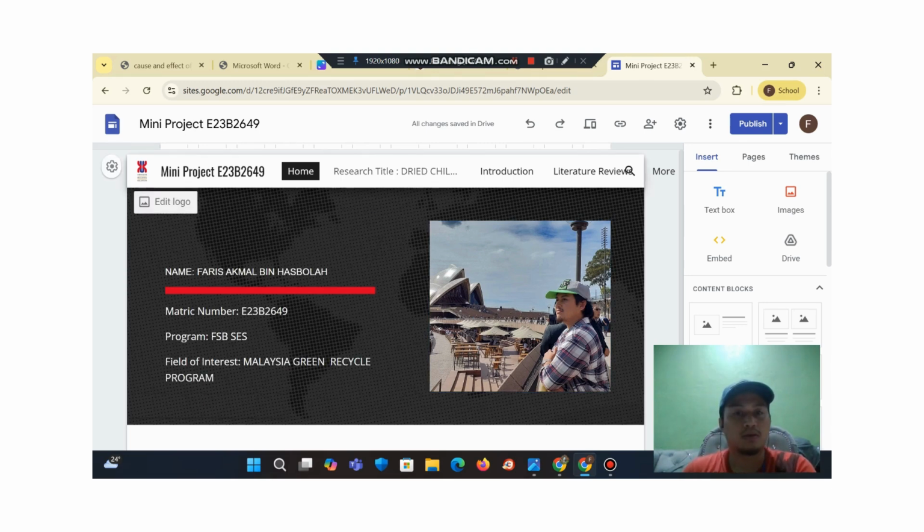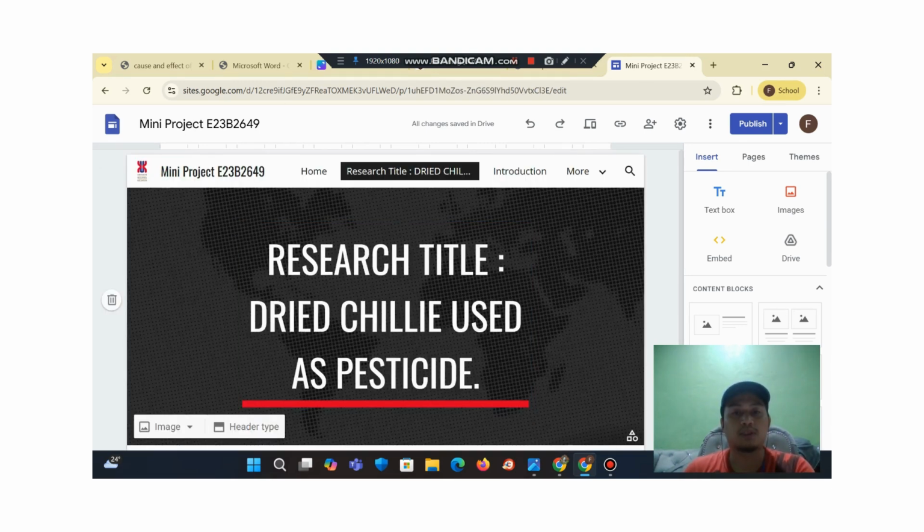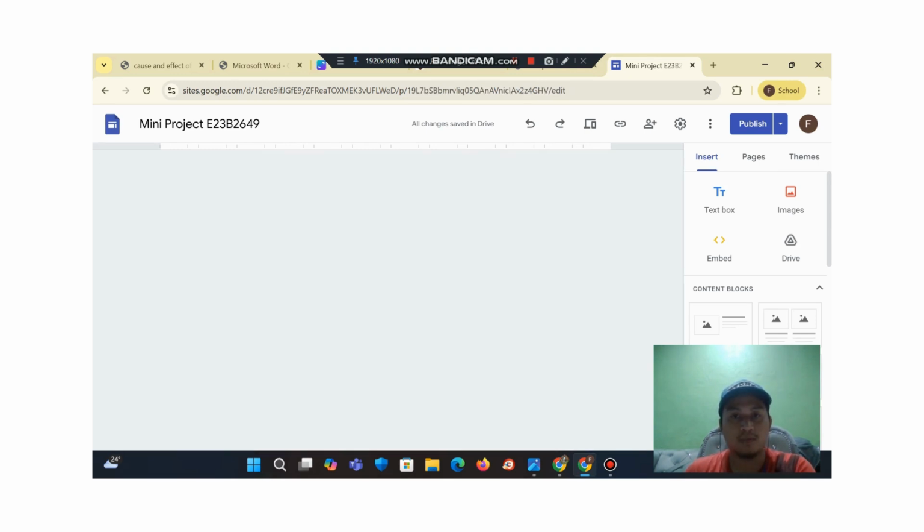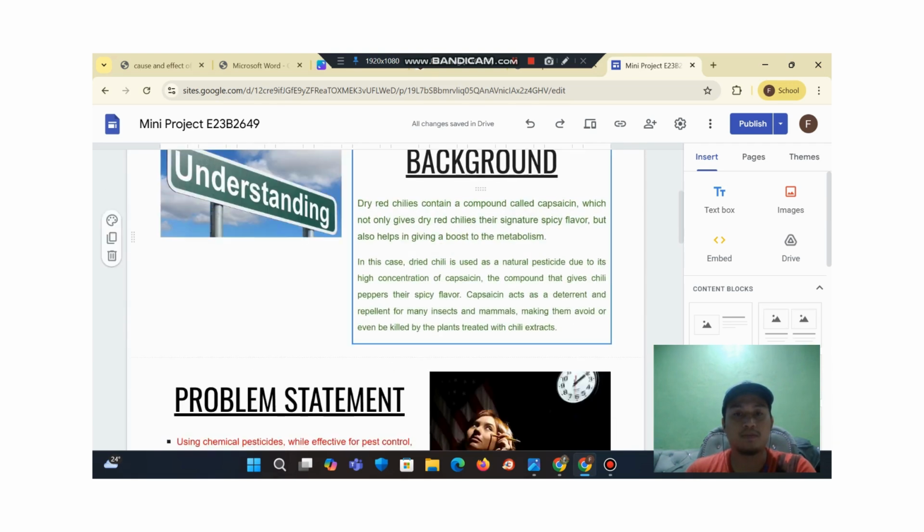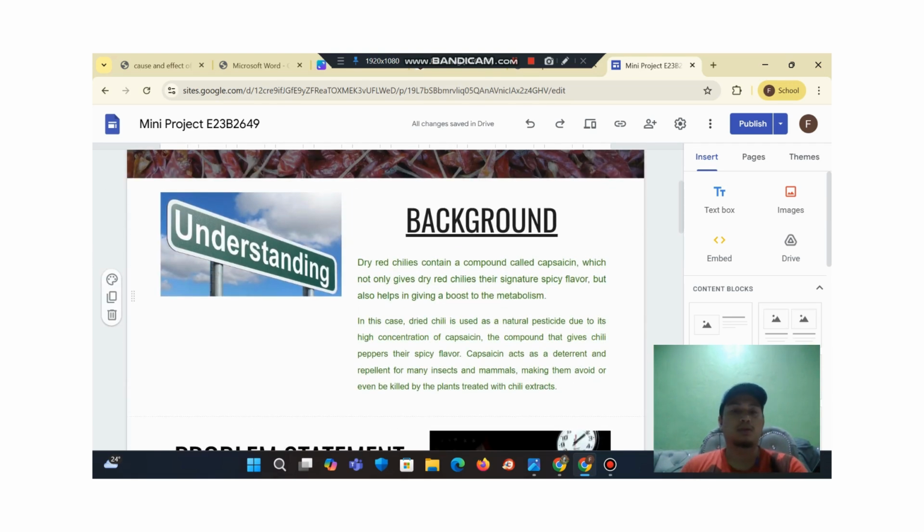And welcome. My research title will be dried chili used as pesticide. So, in the introduction, the background: dry red chilies contain a compound called capsaicin, which not only gives dry red chilies their signature spicy flavor, but also helps in giving a boost to the metabolism.